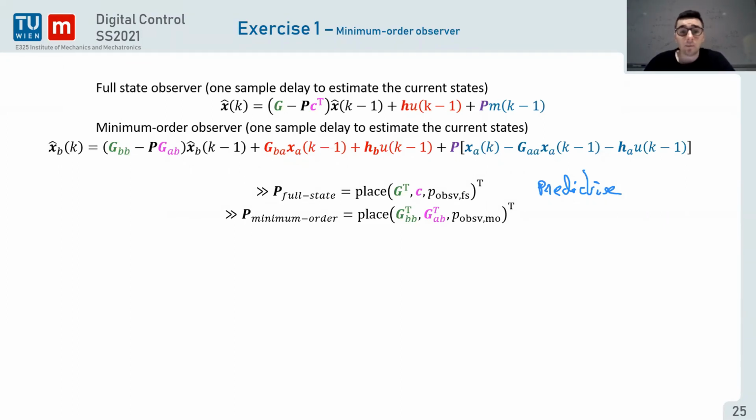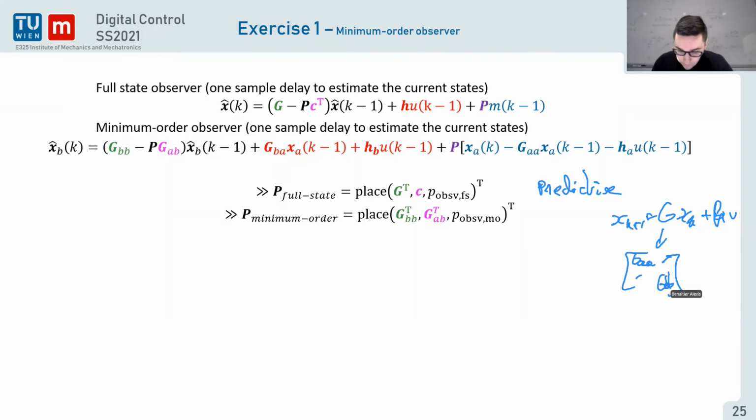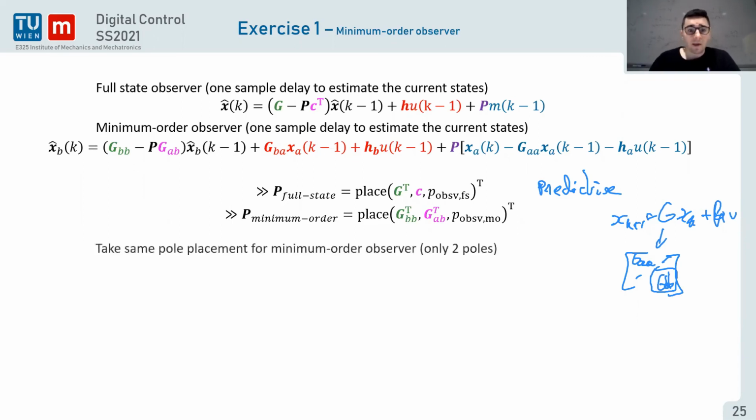Now we can do exactly the same for minimum order, but this time we're using JBB, so only that part of J. When I've got X(k+1) equal to J X(k) plus B U, or H U, then J here is, remember, JAA, JAB, whatever, and JBB. The only part of interest here is how the previous state XB is affecting the current state XB. That's all. And so we can find this, and we can do pole placement for the minimum order observer.